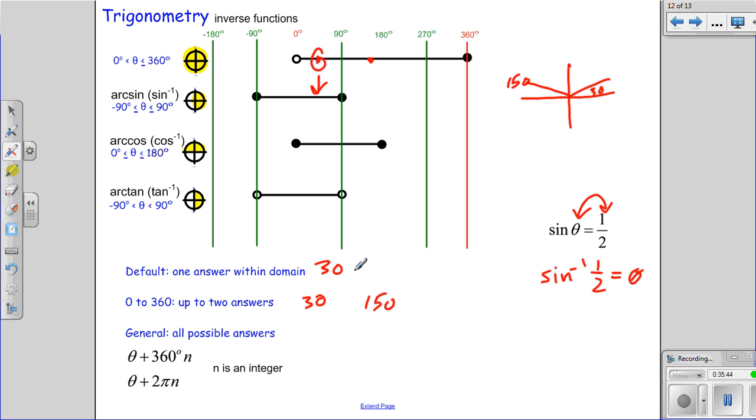Okay. Now, for all possible answers, what I'm going to do is take the 2 points that I found in a single rotation, and then I'm going to say, okay, what if I take 30 and add 360 to it? So that'd be 390. We saw that before. So how do I express that? You add 360 times the number of rotations, n, and n is defined as an integer, both positive and negative. So we just simply express it in that nature right there. So that's a little overview of inverse functions.